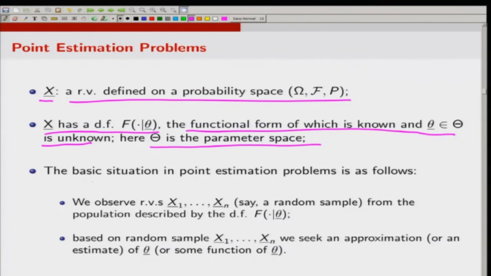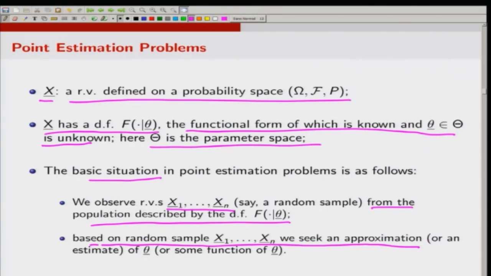So, the basic situation is as follows. We observe random variables X1, X2, Xn. This is before the experiment. After the experiment, I have a realization, so I have their observed values. So, we observe random variables X1, X2, Xn from the population described by the distribution function F(· | theta). Based on the random sample X1, X2, Xn, we seek an approximation or an estimate of this unknown quantity theta.